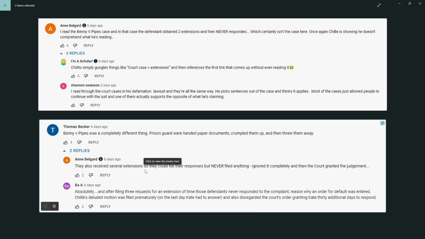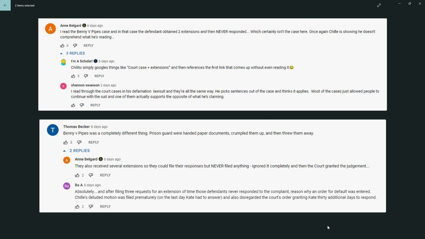That's kind of where we're at right now, right? So Kate filed an extension and has not filed a response. Ever has she filed a response. And then Ba'a, must be a sheep. Oh, that makes completely sense. He's a sheep. Says absolutely, and after filing 3 requests for extension, those defendants never responded to the complaint. Reason why an order of default was entered. Chili's diluted motion was filed prematurely on the last day Kate had to answer.